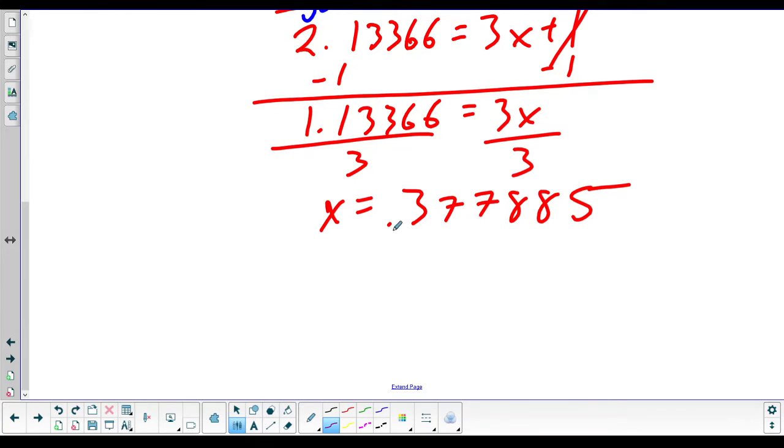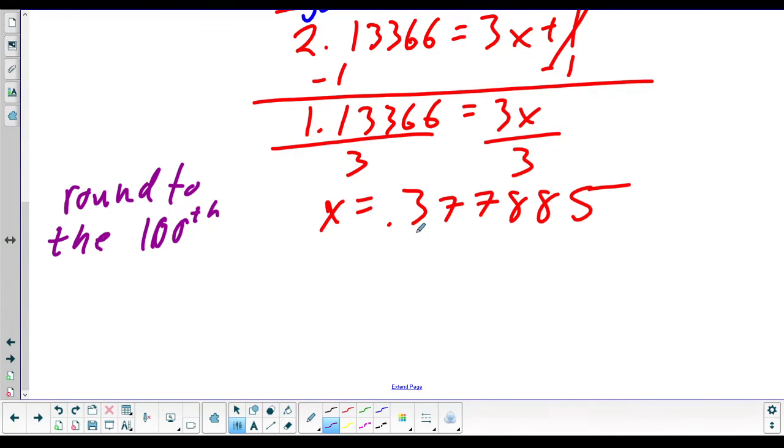It's not going to want all 6 decimal places of this. It might say round to the hundredths place or something like that. So tens, hundredths, thousands. To round to the hundredths, we look one past it. This is above 5, so that means this number goes up. So if you round to the hundredths, it would be 0.38.